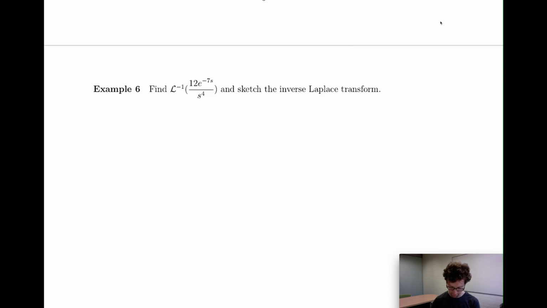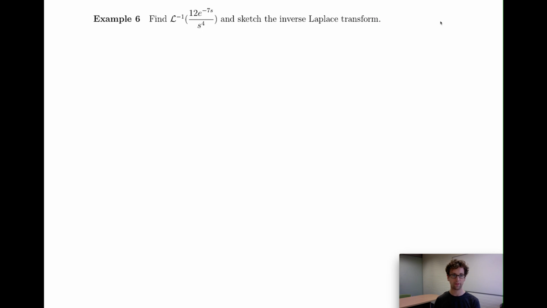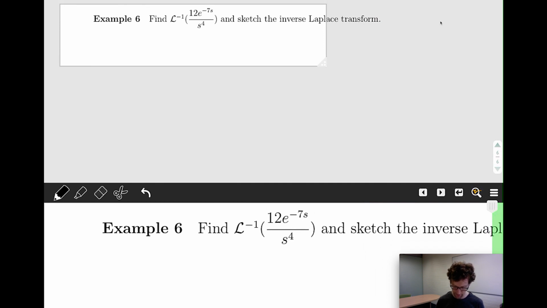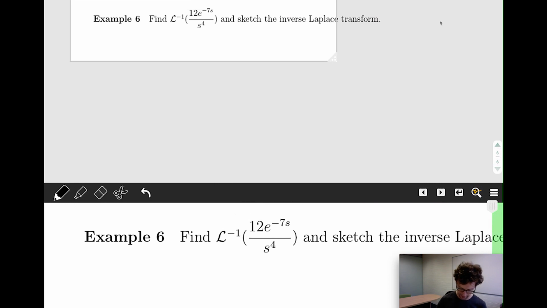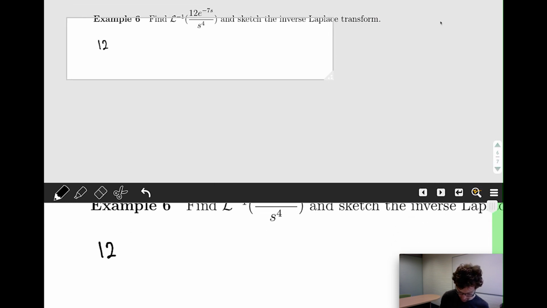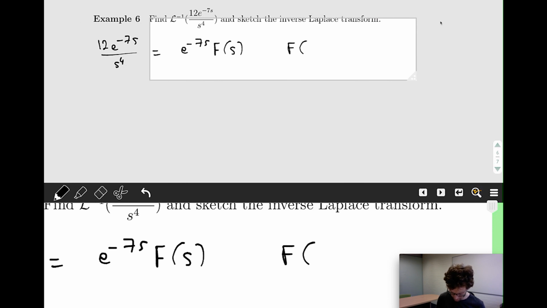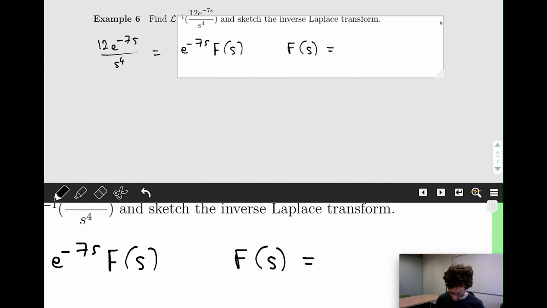Okay, one last example here. We want to find the inverse Laplace transform of the function 12 e to the minus 7s over s to the power of 4. And we're noticing here that this function has an e to the minus 7s in it. So it's in the form of an exponential times a function of s. So let's write down what that is. We get 12 e to the minus 7s all over s to the power of 4 is in the form of e to the minus 7s times big F of s, where big F of s is equal to 12 over s to the power of 4.